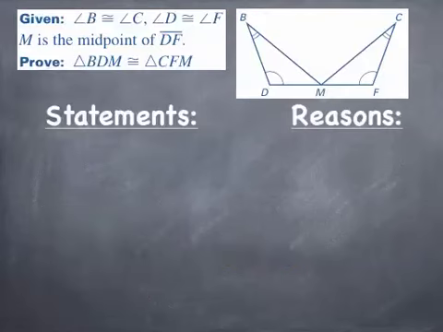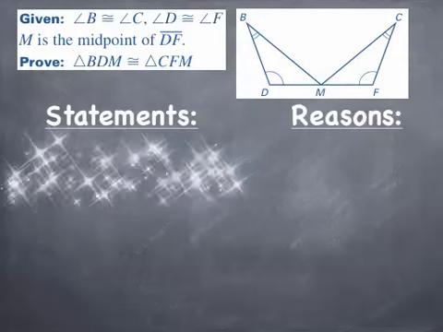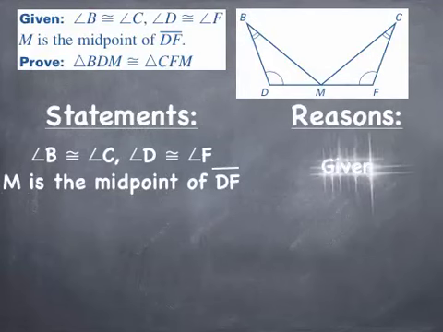The next example says that we are given that angle B is congruent to angle C and angle D is congruent to angle F. It also tells me that M is the midpoint of DF. We're asked to prove that triangle BDM is congruent to triangle CFM. The first thing we need to start our proof with is what we know, or what we are given. So I'm going to go ahead and rewrite angle B is congruent to angle C, angle D is congruent to angle F, and M is the midpoint of DF.